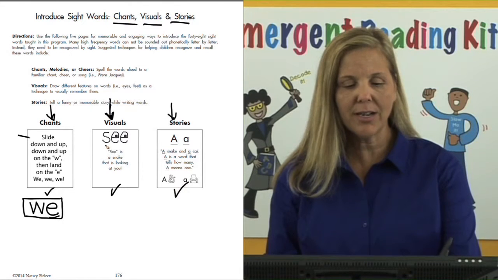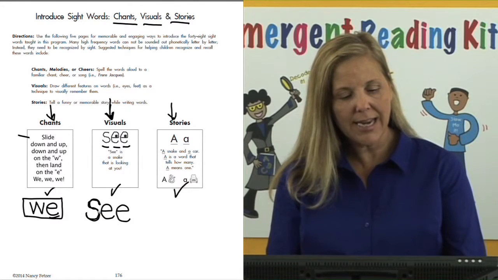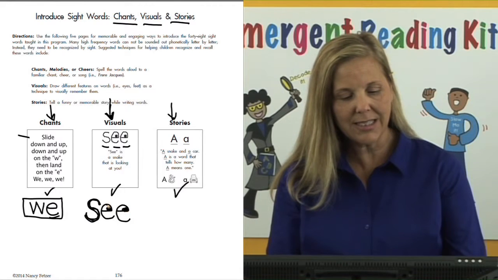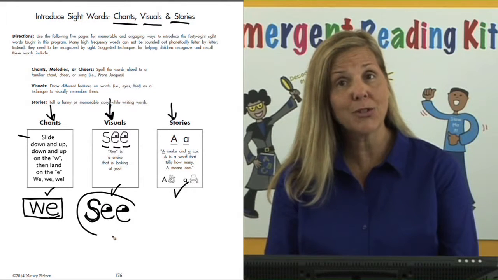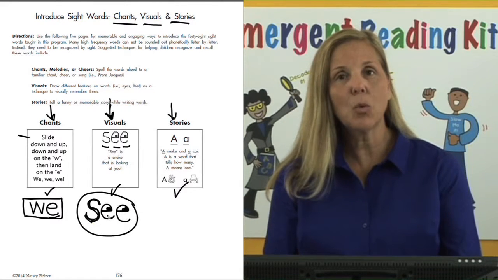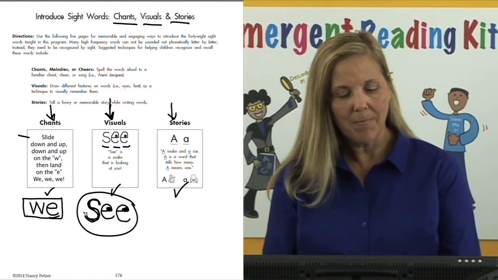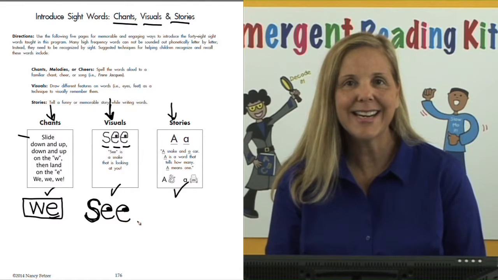Let's go to the next way to introduce a word to the students. Notice here in the middle box is a visual. The S is like a snake that is looking at you. So there's my snake and my eyeballs in the E. And what's the word? See. A snake that has eyeballs and it can see.